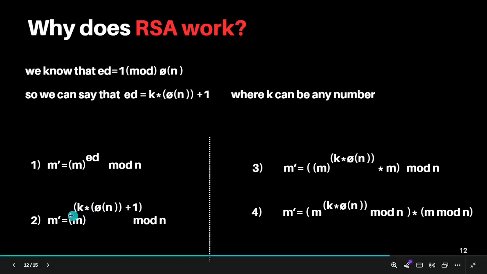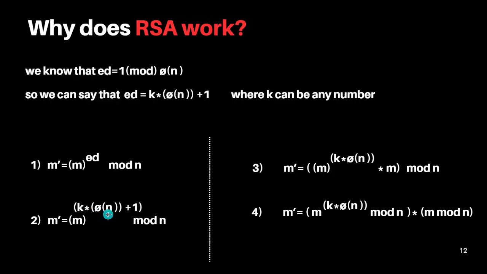So here in step 2, we'll be substituting the ED value as k multiplied by phi of n plus 1. This expression can be expanded like this: M power k multiplied by phi of n, into M. We know that x power a into x power b equals x power a plus b. So using that exponential formula, we expand this.